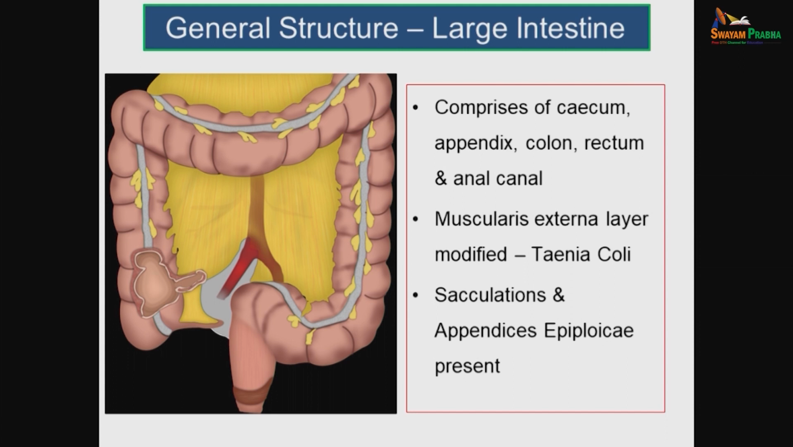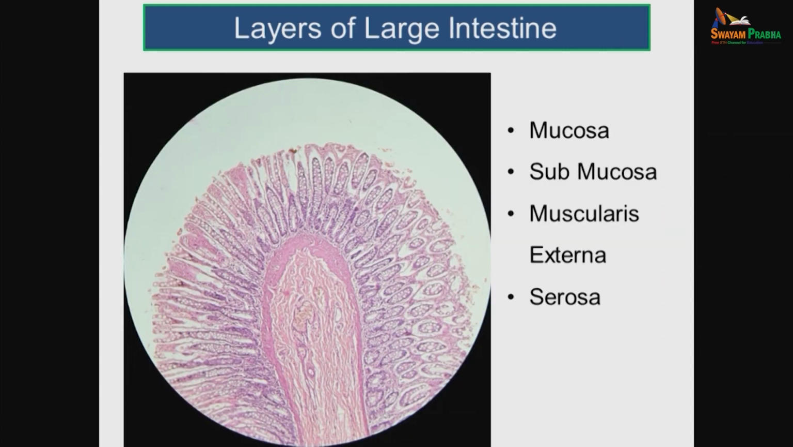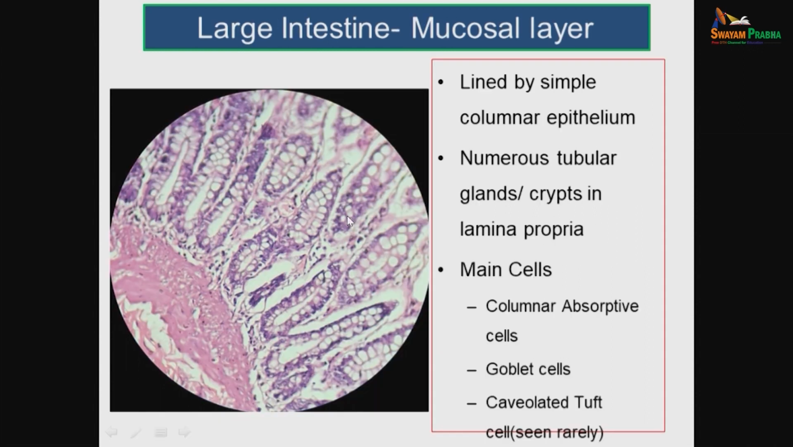gross naked eye examination. In a microanatomical view, that is under a microscope, we see the large intestine like this. The large intestine has a mucosal layer, this is the lumen, the mucosal layer, and then the submucosa, then the muscular layer, and then the adventitial tissue. So, this is the mucosa, submucosa, the muscular layer and the serosa or the adventitial tissue. We will see in detail about each one of these layers.